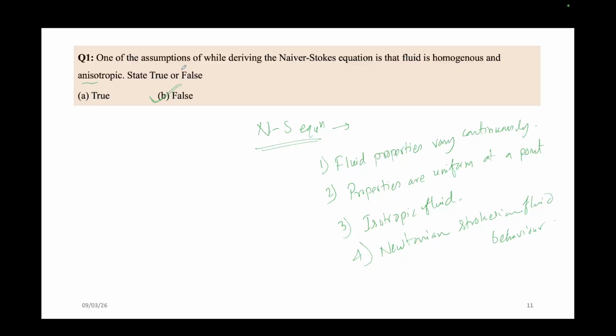Okay. So next question. It's an important question. Let us see how you answer this. So which will be the correct answer? Option B. Very good. So already I have discussed this.